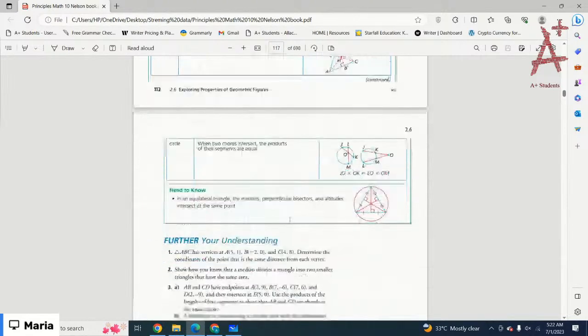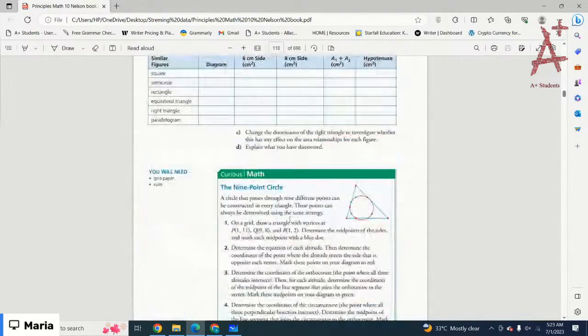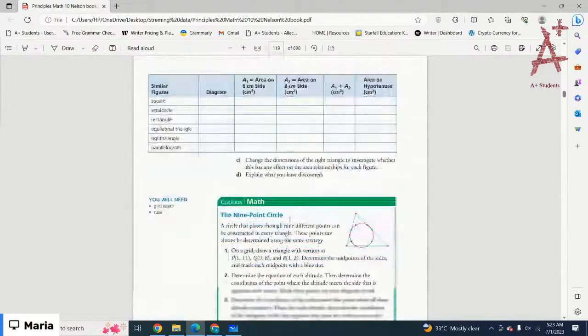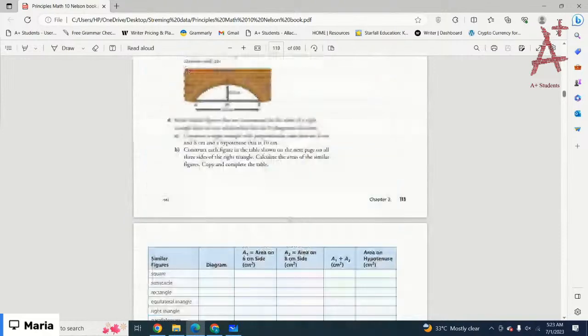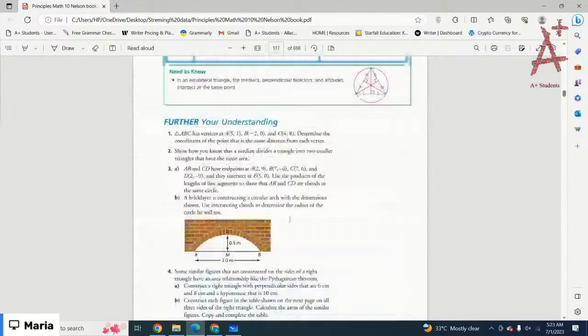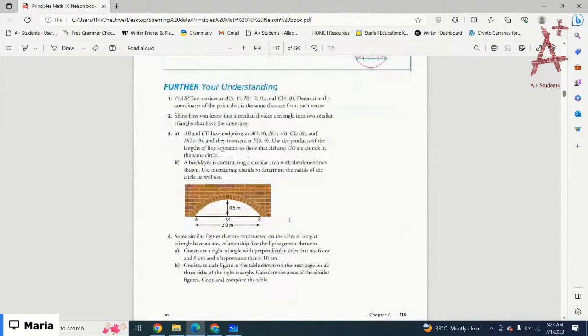Okay, let's just start with the practice questions. Let's start with question number one. Triangle ABC has vertices A (5, 1), B (-2, 0), and C (4, 8). Determine the coordinates of the point that is the same distance from each vertex.